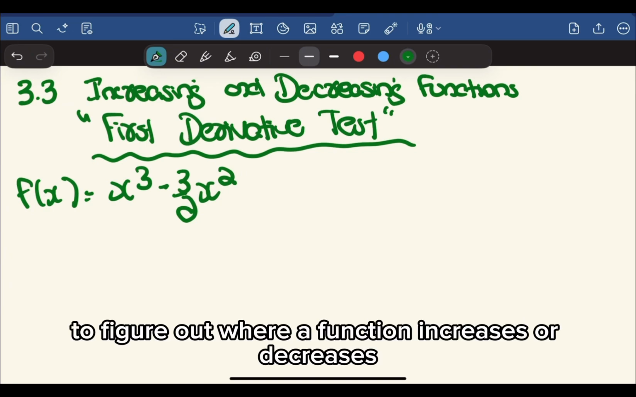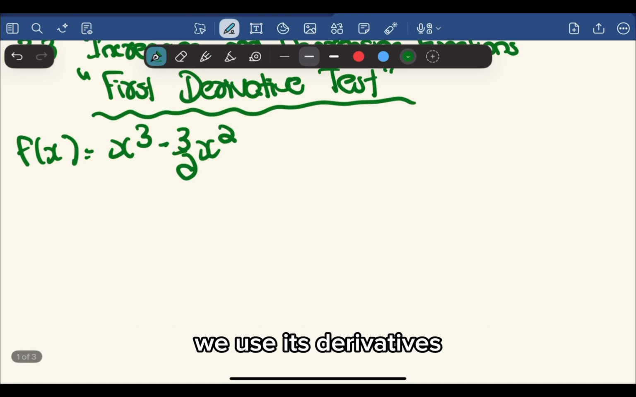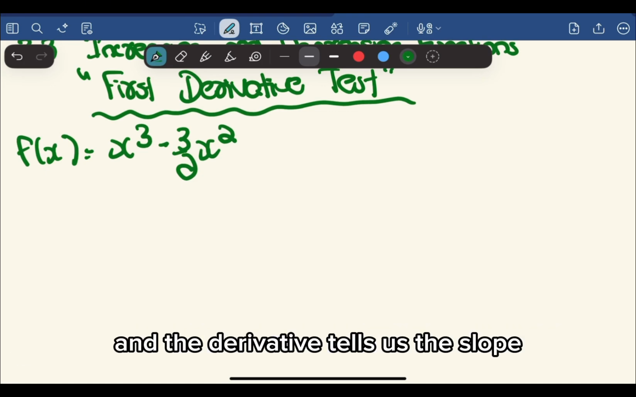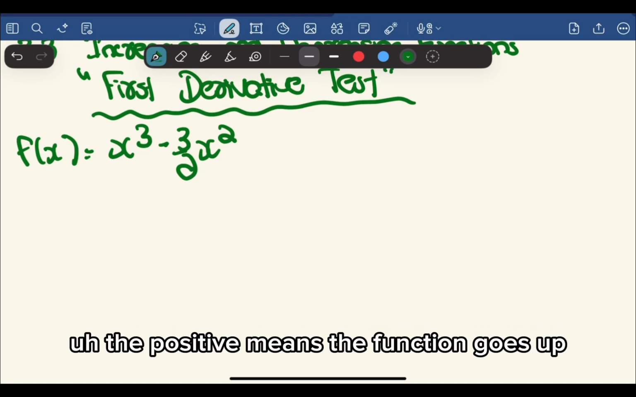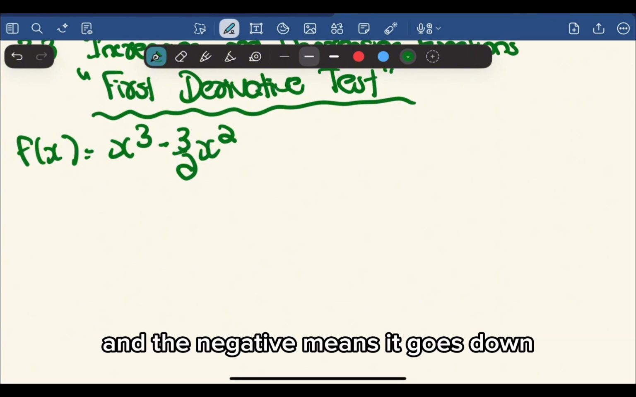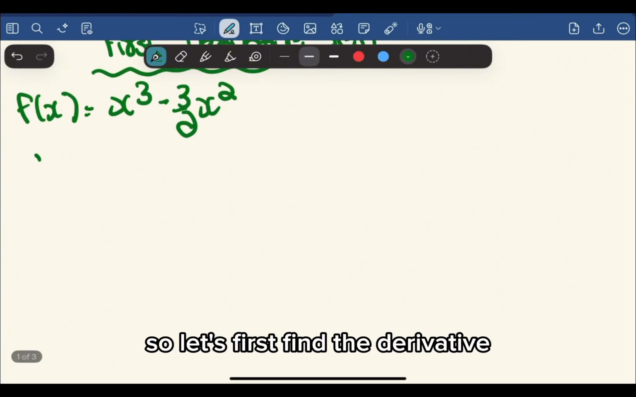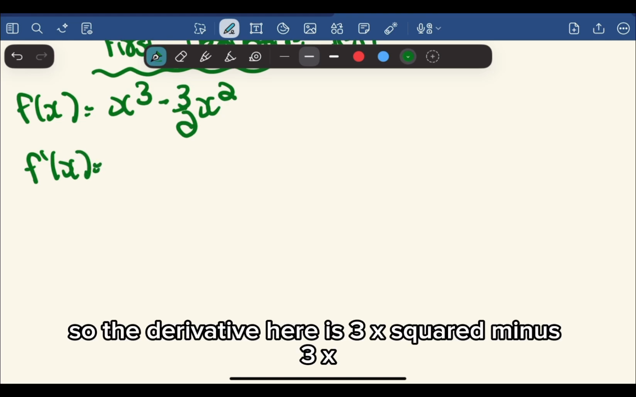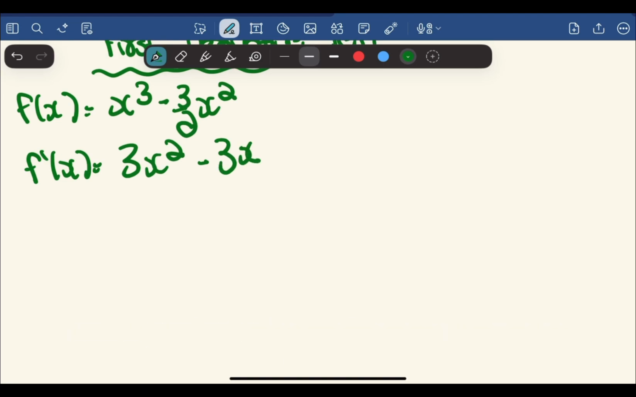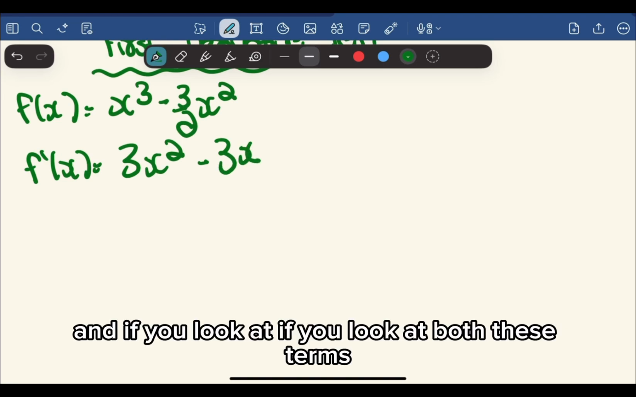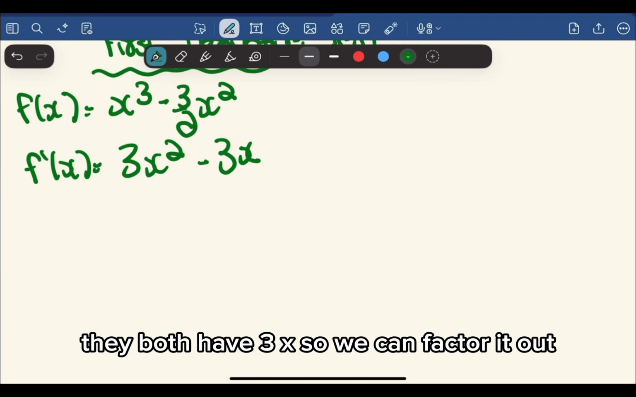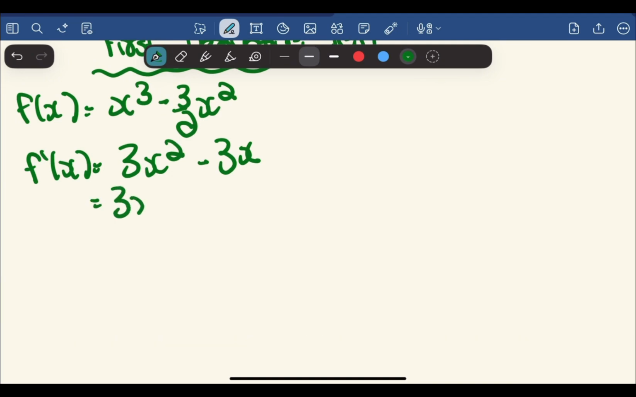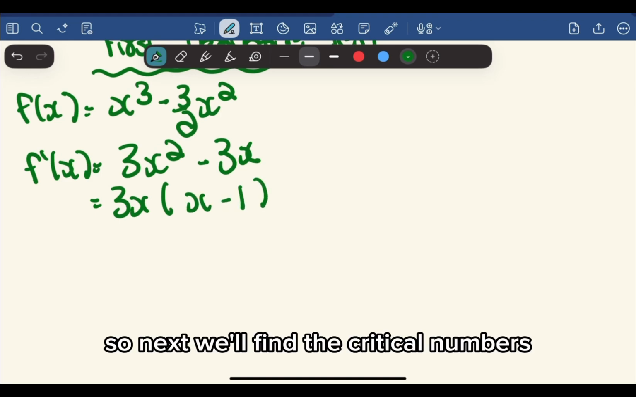To figure out where a function increases or decreases, we use its derivative, and the derivative tells us the slope. Positive means the function goes up, and negative means it goes down. So let's first find the derivative. The derivative here is 3x squared minus 3x. Both terms have 3x, so we can factor it out: 3x times (x minus 1).